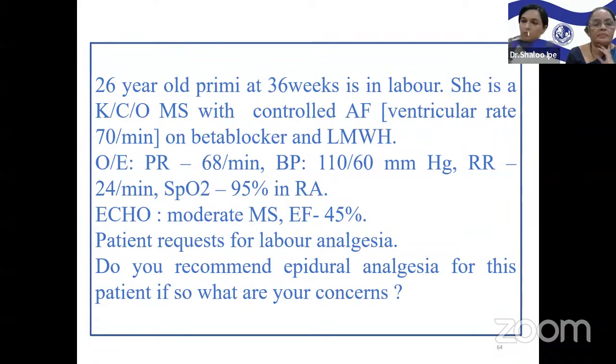Now you have a 26-year-old primigravida who is a known case of mitral stenosis at 36 weeks, and she is in labor. She is on beta blockers and low molecular weight heparin. On examination, she is in atrial fibrillation with a controlled ventricular rate of 74 per minute, blood pressure of 110 over 60 millimeters of mercury, regular respiration with an SpO2 of 95% in room air. Echo shows moderate mitral stenosis and an ejection fraction of 45%. The patient is requesting labor analgesia. My question is, do you recommend epidural analgesia for this patient? If so, what are your concerns?